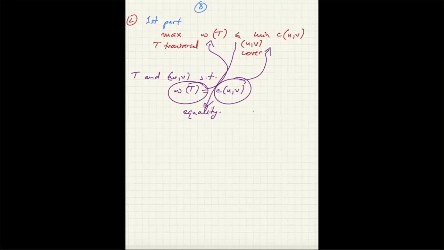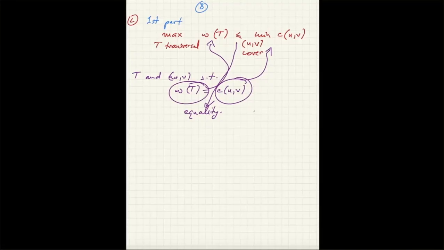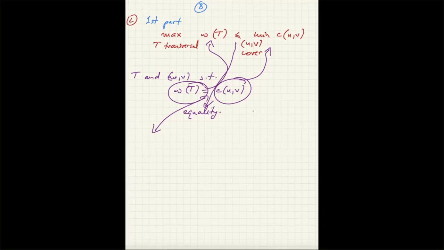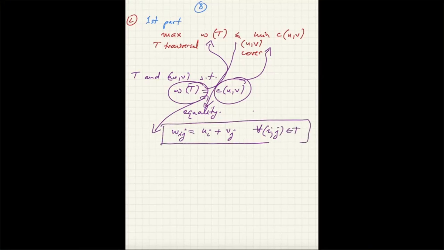So this equality here is equivalent to the fact that the weight of ij equals the sum of ui and vj for every ij in the transversal. And this is the key property that we will look for when we're trying to find a maximum weight transversal. So let's do an example of this algorithm on a graph.